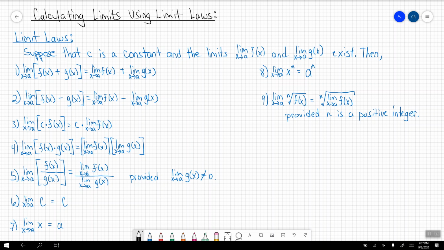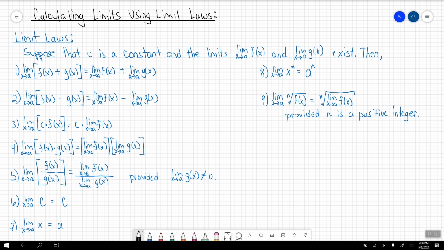And then number 9 says that if we take the limit as x approaches a for the square root of a function, or not necessarily a square root, for the nth root of a function, then we can take the nth root of the limit of f of x as x approaches a. So again, we have a lot of limit laws here, and we want to make sure that we reference these limit laws. That way we can get accustomed to using them.